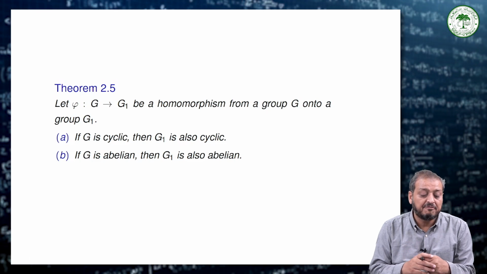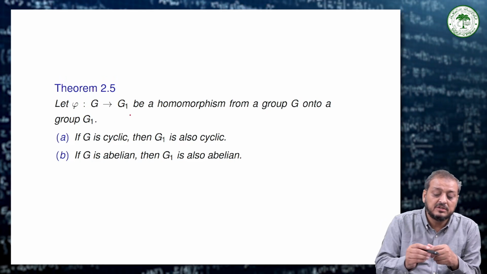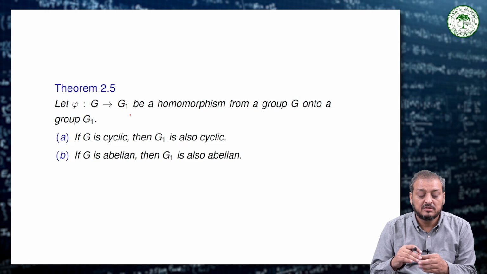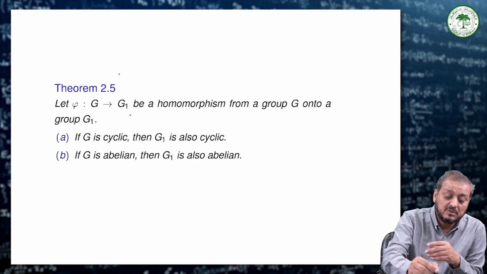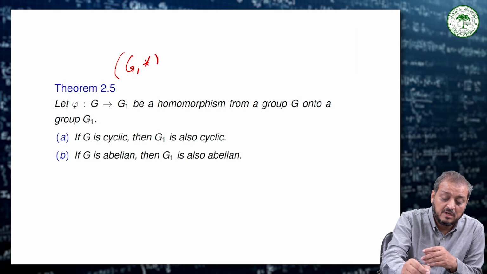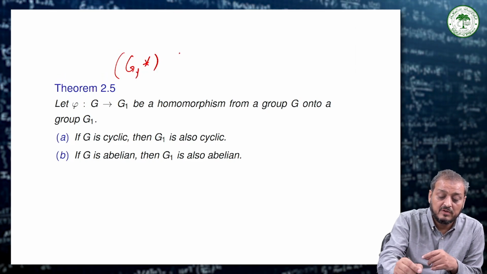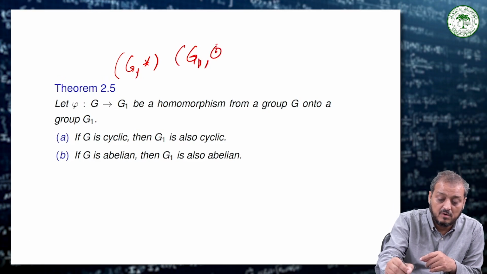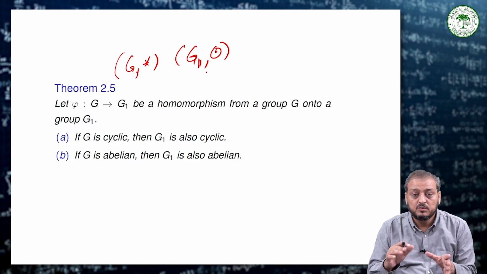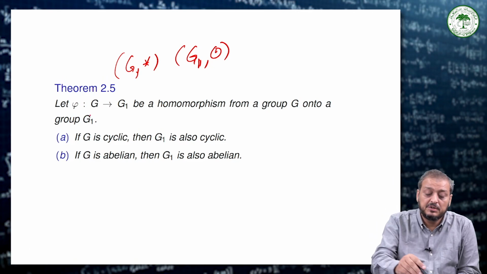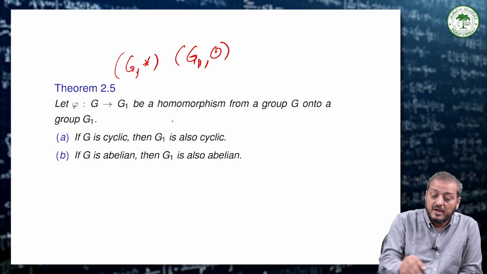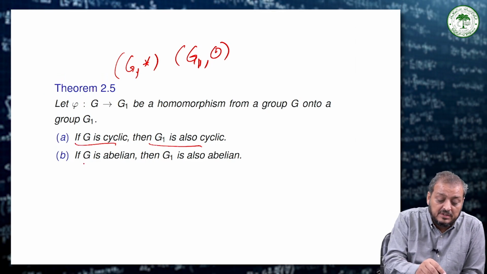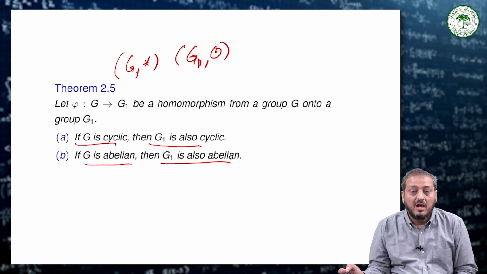The theorem is: let phi from G to G1 be a homomorphism, where G and G1 are any two groups, with G having the binary operation star and G1 having the binary operation O. So, these are the two groups, and phi from G to G1 is an onto homomorphism. Then if G is cyclic, G1 is also cyclic, and if G is abelian, then G1 is also abelian. So, we are proving this.